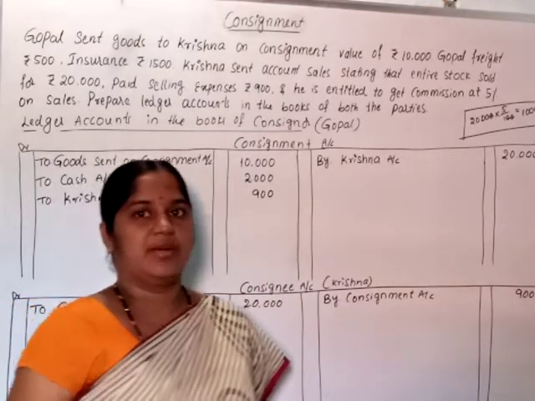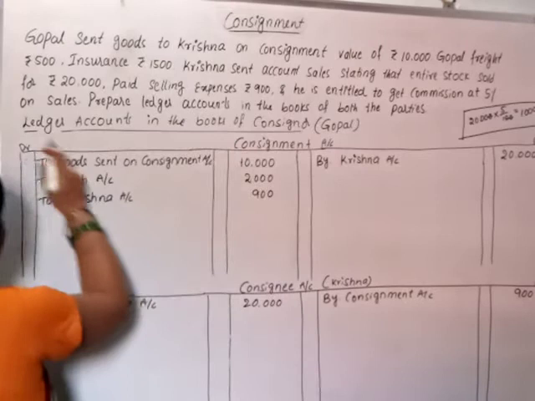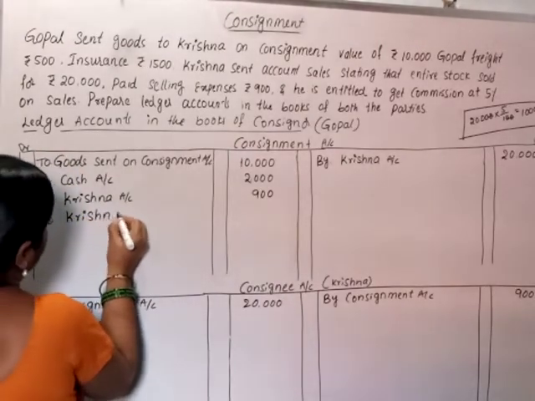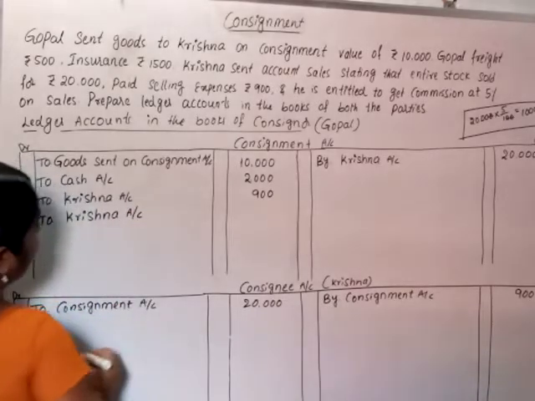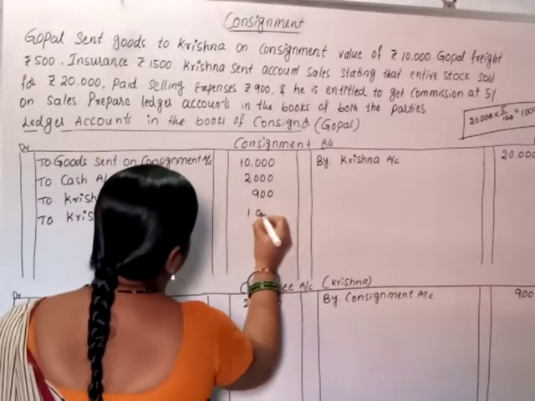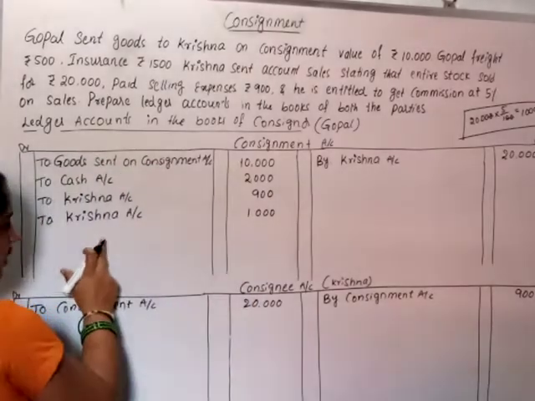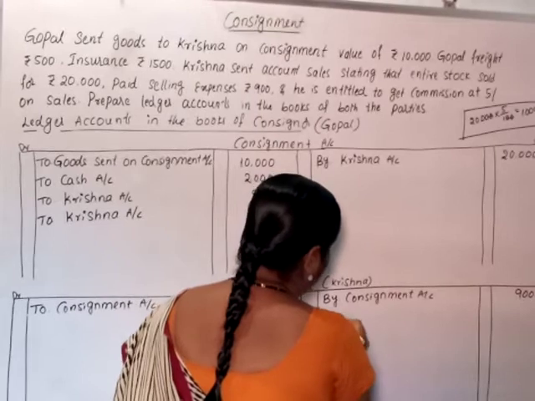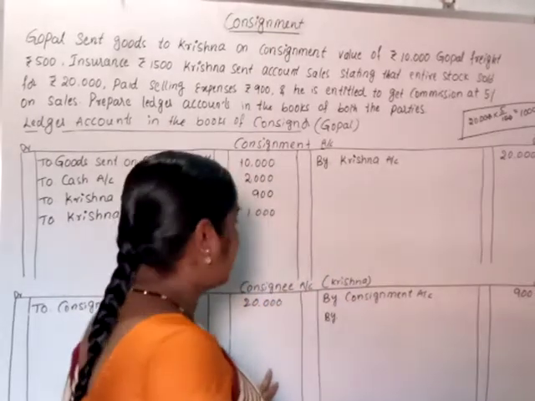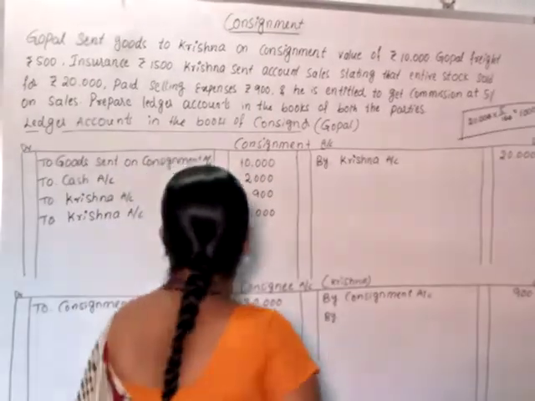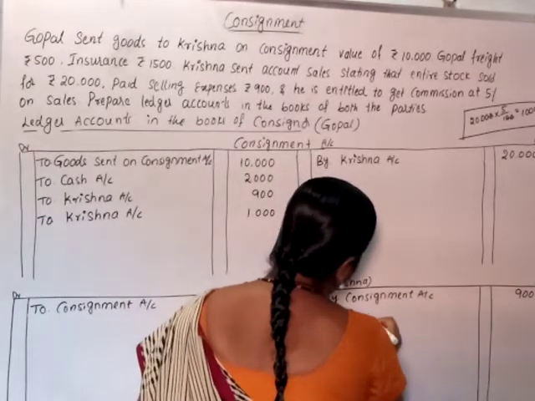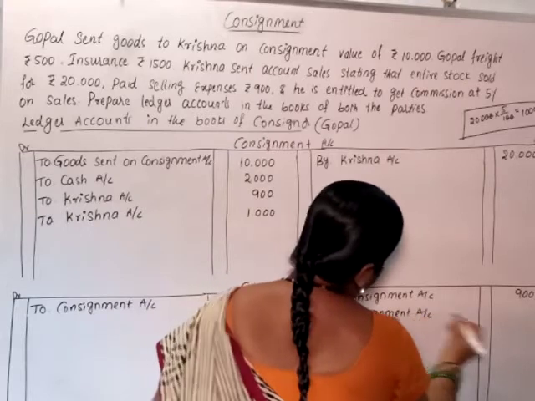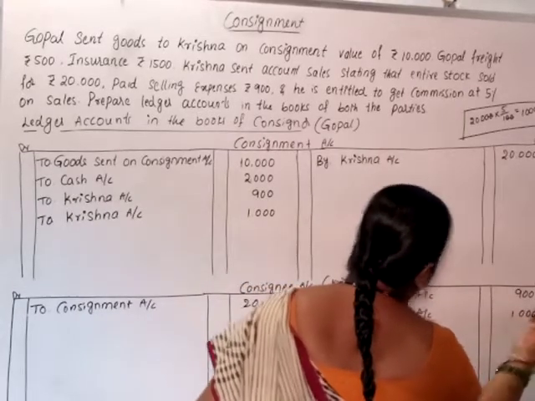Okay. Then the journal entry for the commission is consignment account debit to consignee account. So the consignee is nothing but Krishna only. Write down. How much here? 1000 rupees. Again Krishna account also we have. It is credited in the Krishna account, because we created the Krishna account in the journal entry. That's why it is the credit side of the Krishna account. Write down as by consignment account. So commission is 1000 rupees.